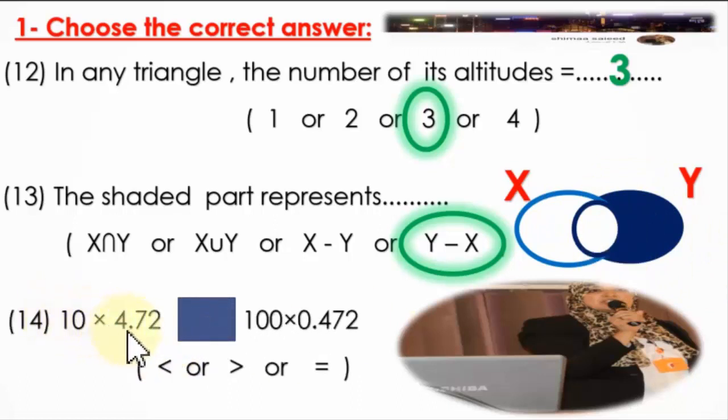10 times 4.72. And on the other side we have 100 times 0.472. When we multiply this number by 10, we move the decimal point one place to the right. So this number becomes 47.2. What about 100 times 0.472? Move the decimal point 2 places to the right. So the number becomes 47.2. The same number, so put an equal sign.